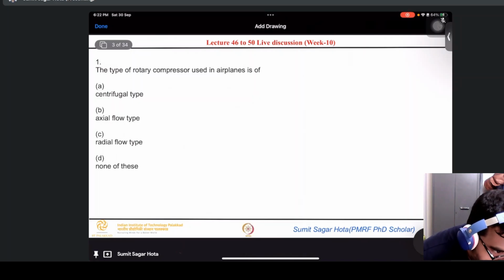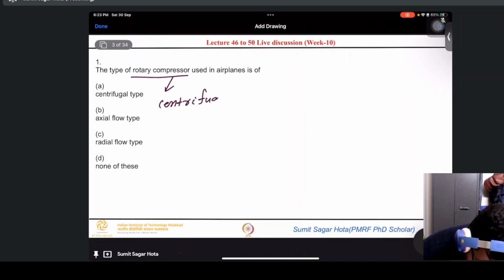The type of rotary compressor used in airplanes is of dash. So the rotary compressor. In the question it's given rotary compressor. If it is given rotary compressor, that means there will be two options. Either it will be centrifugal or it will be axial.